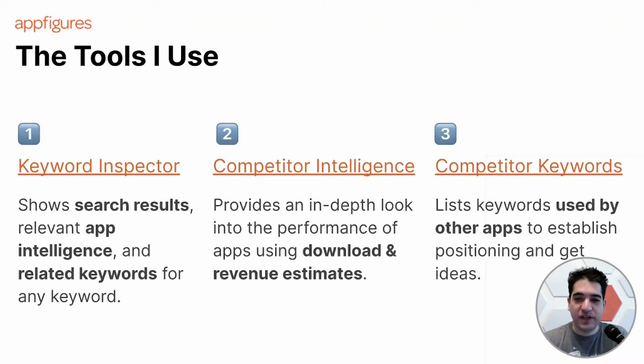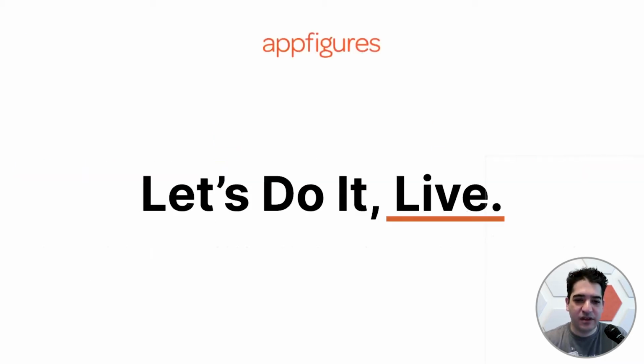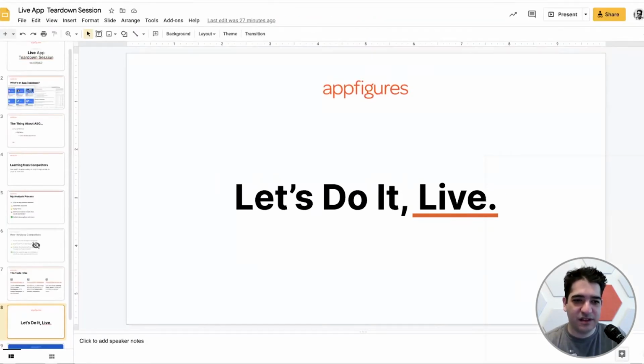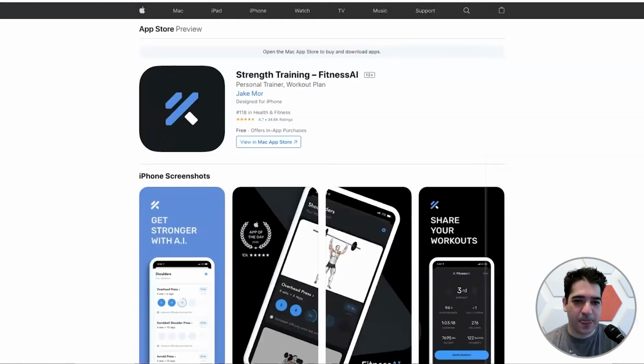And then I'm going to use competitor intelligence to create a benchmark. Again, continuing with what I can and can't do and what I should and shouldn't do. And then I'm going to use competitor keywords, which is really the easiest way to map out who's using what keywords and how that is working out for them. So let's do it. Hopefully you can still see my screen.